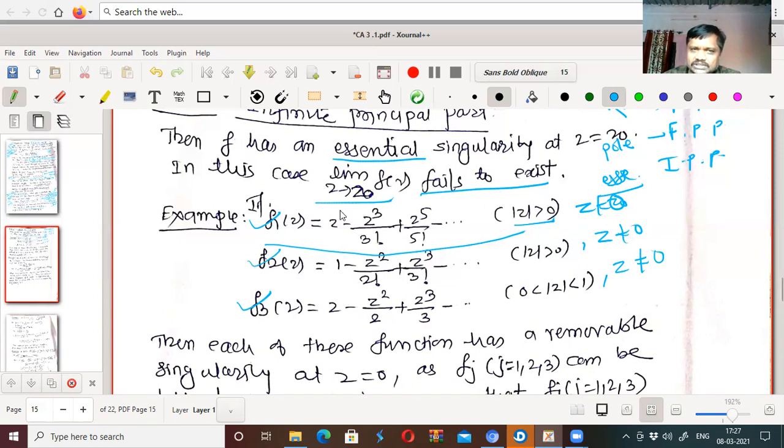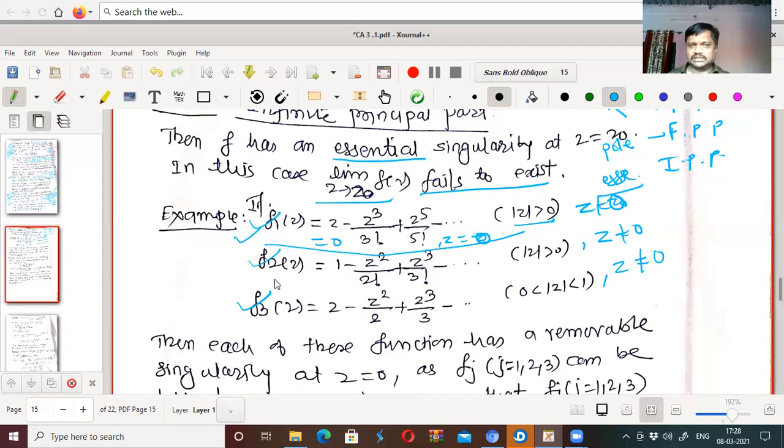Now, what is the limit of this function? The limit as z tends to 0 is 0. Therefore, if we redefine this function to equal 0 at z equal to 0, then this becomes analytic at 0 also. Not only at 0, but analytic at all points here. So in that case, the function becomes analytic everywhere. Therefore, we can remove the singularity at z equal to 0. So this is a removable singularity.